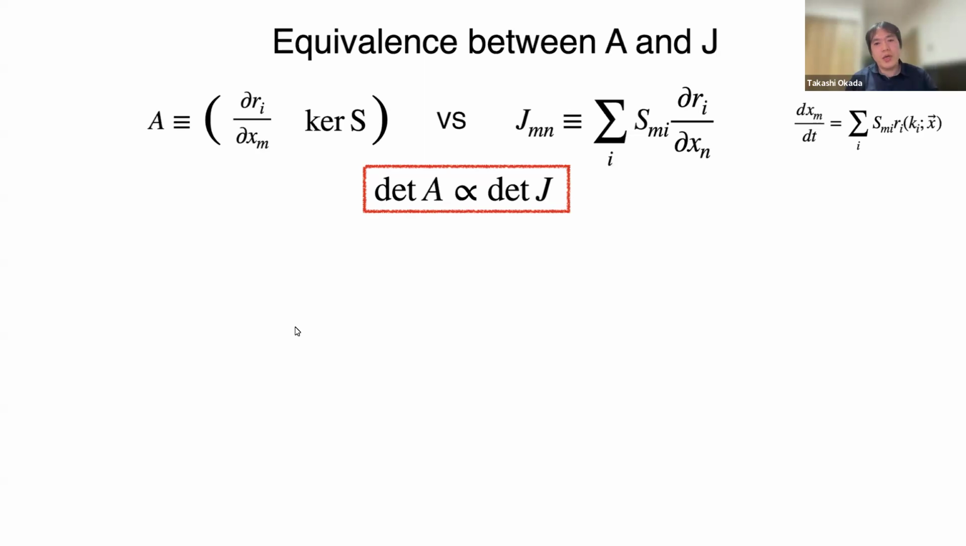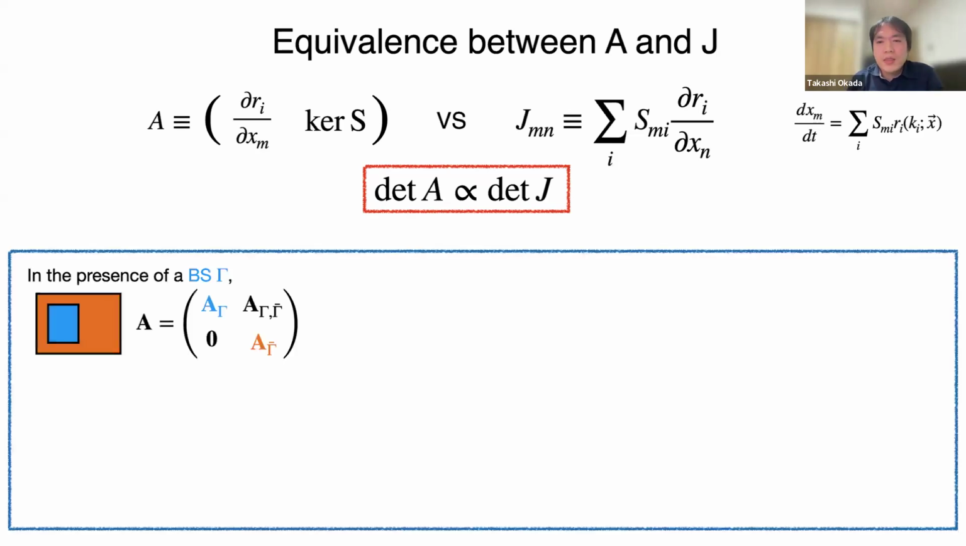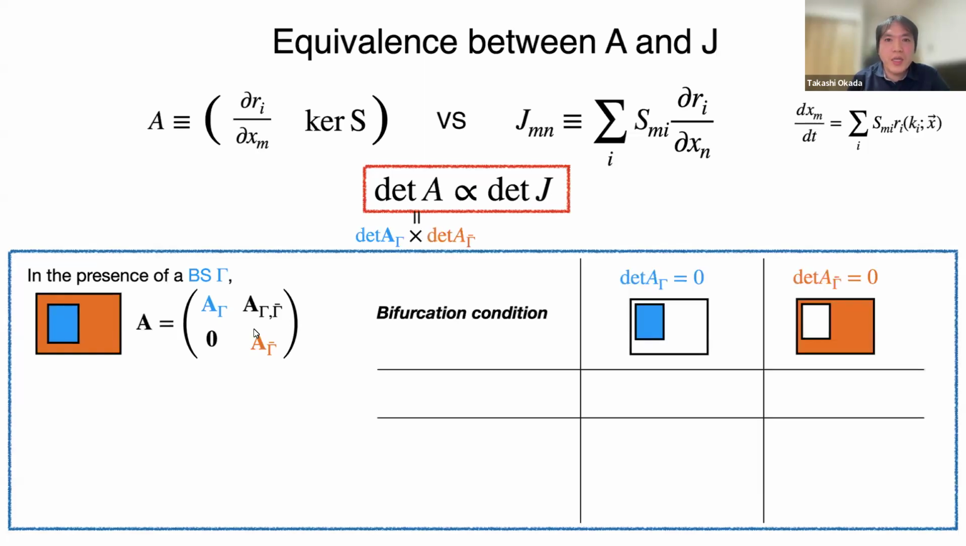So what is the advantage of using A instead of J? The answer is that our matrix A reflects the network structure of a reaction network. Specifically, when a buffering structure exists in the network, as I briefly mentioned earlier, the matrix A has a block triangular form, as shown here. Here, gamma is a buffering structure, and gamma bar is the outside of the buffering structure. And this block triangular form implies that the determinant of A is factorized into two factors. One is associated with the buffering structure, and the other is associated with the outside.